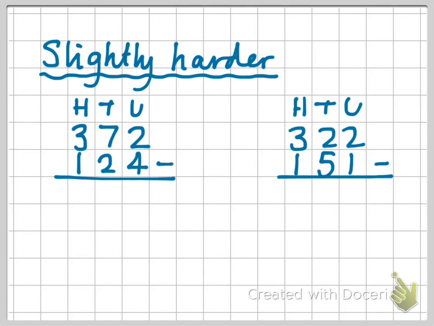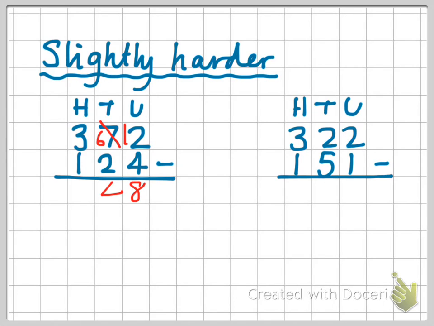Slightly harder ones. Here we're faced with a problem in one of the columns. In the one on the left, 2 take away 4. Well, if you have 2 units, you cannot actually take away 4. So you move to the next column along and you take a 10, which means you have 6 tens left. You exchange that 10 for 10 units. And the best way to put that into the units column is just by putting a 1 in front of the 2. So 2 units turns into 12 units. We've actually added 10. 12 take away 4 is 8.